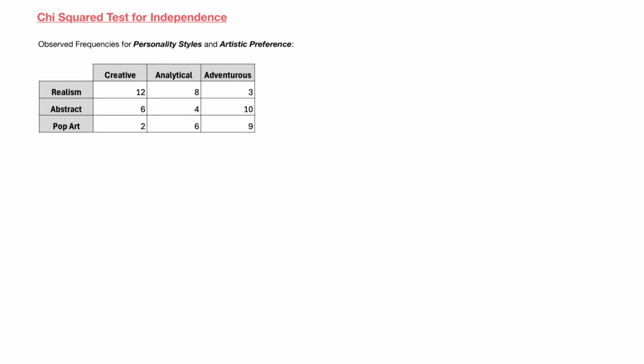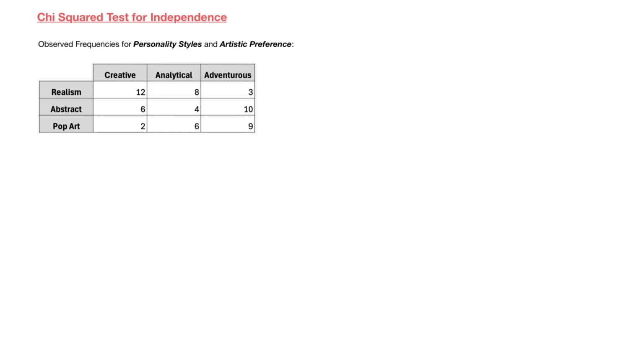On the screen here, we can see that we're given the observed frequencies for personality styles and artistic preference, where each of the personality styles makes up one column, and each of the artistic preferences makes up a row. And the table we see here is known as a contingency table. And so typically, this is the type of table we may end up with following a survey that we may send out.